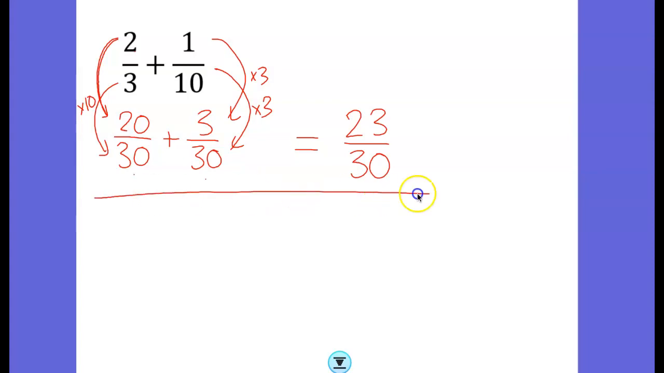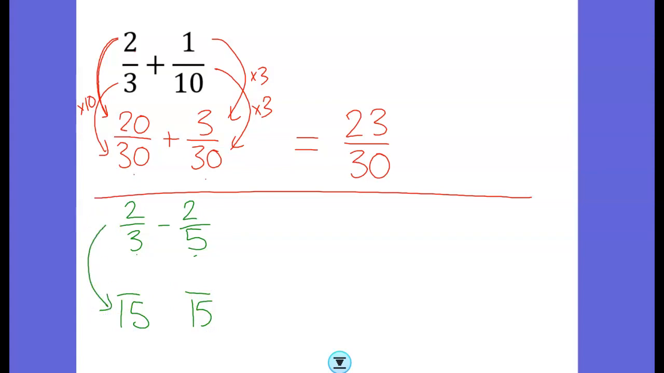I'll leave that example up there, and then I'll do another example, this time with subtraction. So let's go for 2/3 minus, let's go for 2/5. Here, I need a common multiple of 3 and 5. Well, I happen to know that 15 is in both those times tables. So I'm going to make both of these fractions with a denominator of 15.